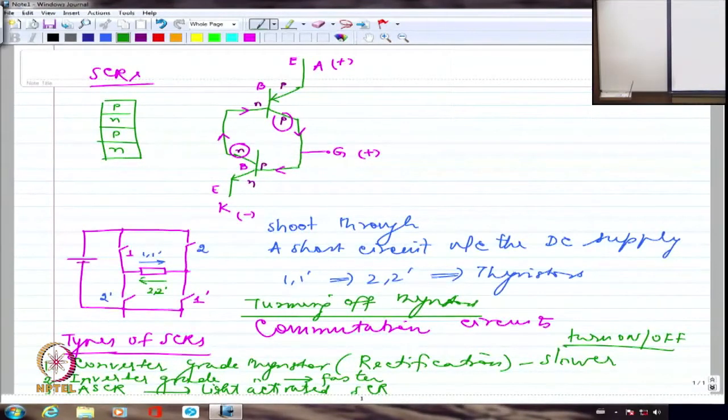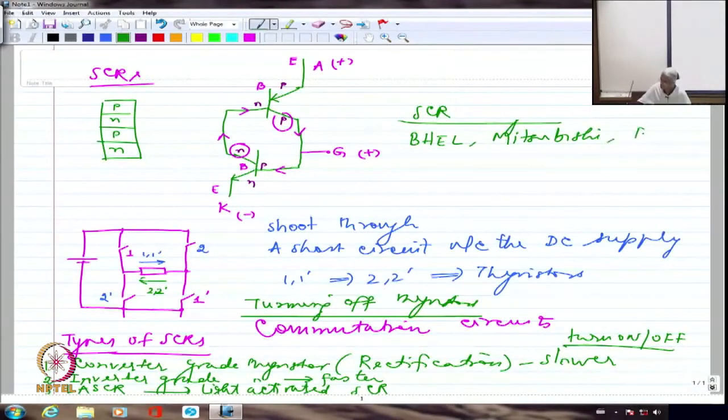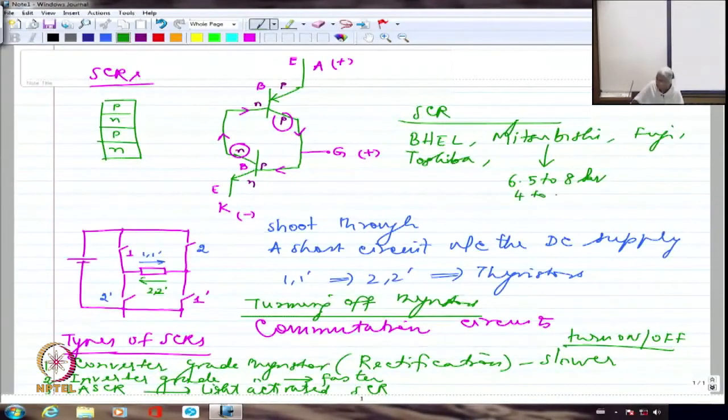If you look at the ratings, SCR ratings that are available in the market are very, very large. There are some companies, in fact our BHEL produces some SCRs, Mitsubishi, Fuji, Toshiba, Infineon Technologies, International Rectifiers in USA, all these produce SCRs. Mitsubishi generally has a very, very high rating, so also is Infineon. Mitsubishi rating is of the order of about 6.5 to 8 kilovolts along with about 4 to 5 kiloamperes. Very, very large rated SCRs are available from Mitsubishi.